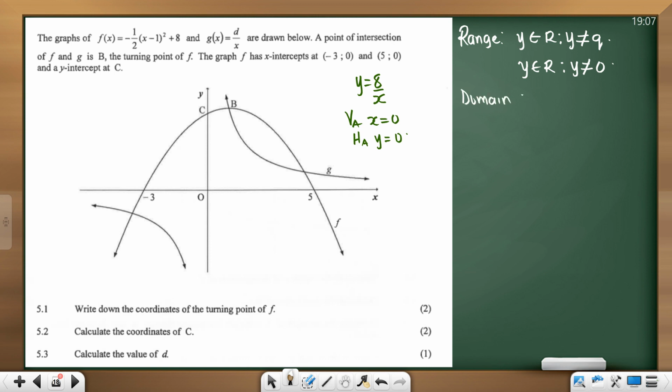Domain. X is an element of real numbers, but x should not be equal to what? Asymptote. In this case, x is an element of real numbers, but x should not be equal to what? Once you get your asymptote right, it helps you to deal with your domain.